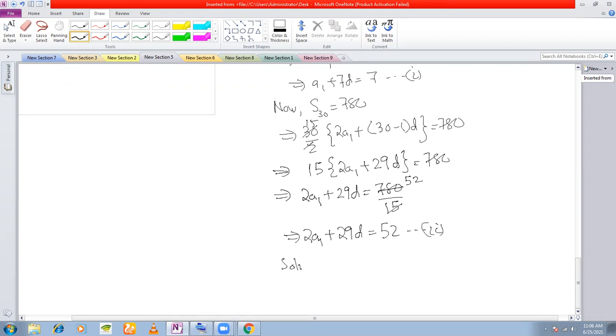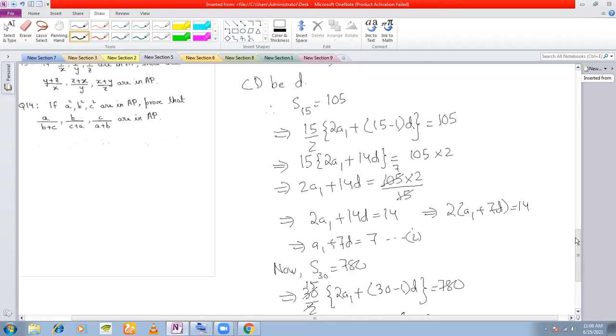So solve 1 and 2. I'll not solve here, solve it on your own. Solving 1 and 2, you'll get A1 is equal to minus 14, and you'll get D is equal to 3. Okay. So the question is, find the first 3 terms of the AP.